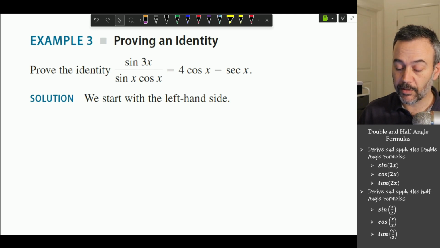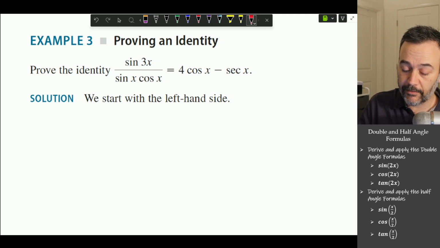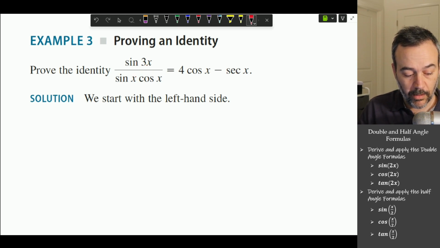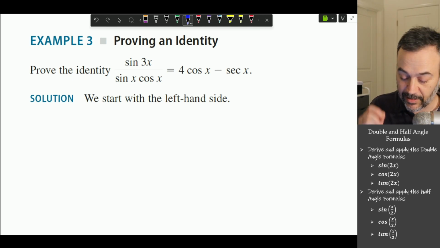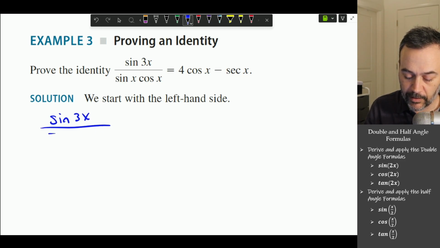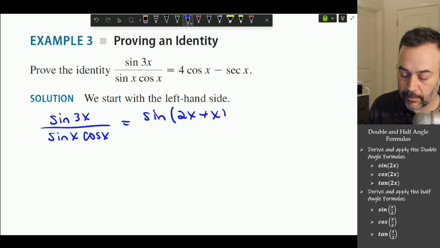Now, we always want to start with the more complex side. Both sides kind of look similar, but we just did derive, let's see, we could figure out how to handle sine 3x using the same trick. So maybe we'll start with the left-hand side, and the solution does suggest starting with the left-hand side. So let's do that. I'll pick blue, and I'll start with what? Sine 3x over sine x cos x equals, same trick, sine of 2x plus x over sine x cos x.